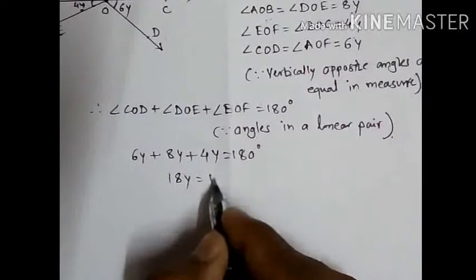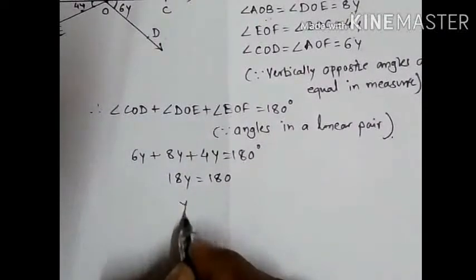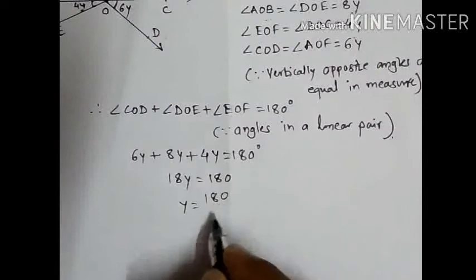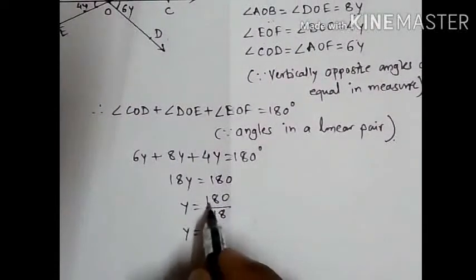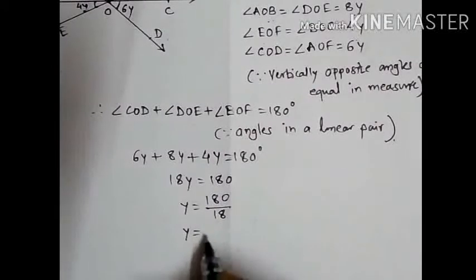18y is equal to 180. Therefore y is equal to 180 divided by 18, that is 10.